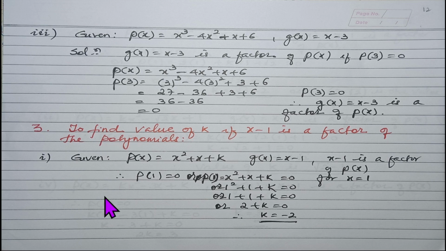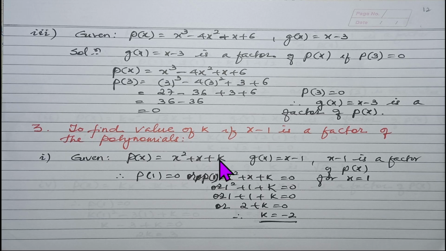Now the next example, example number 3, is to find the value of k if x minus 1 is a factor of the given polynomial. The polynomial given here is x square plus x plus k, and g of x is x minus 1. The 0 of g of x is x equal to 1. Now finding p of 1, please understand this very carefully, p of 1 will be equal to 0, because they have said that x minus 1 is a factor. If x minus 1 is a factor, then p of 1 must be equal to 0.